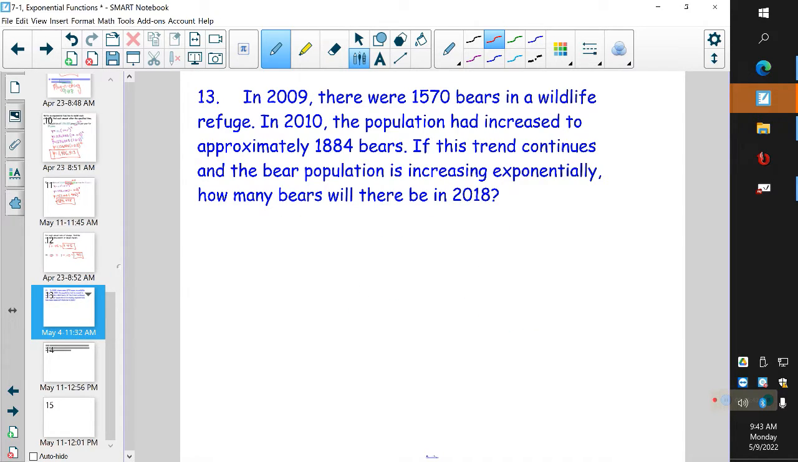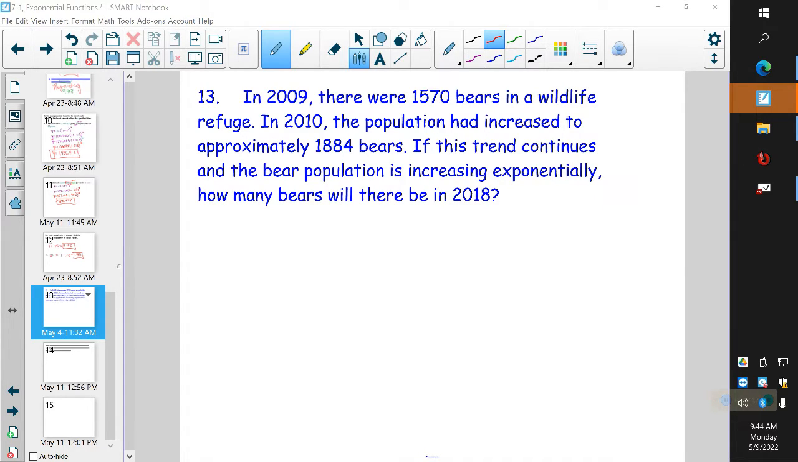Then number 13, it says in 2009, there were 1,570 bears in a wildlife refuge. In 2010, the population had increased to approximately 1,884 bears. If this trend continues and the bear population is increasing exponentially, how many bears will there be in 2018? Okay, well here's the biggest thing you need to find out. You know that your population is growing, and we need to find out how much it is growing. Yes?